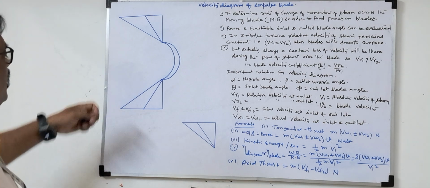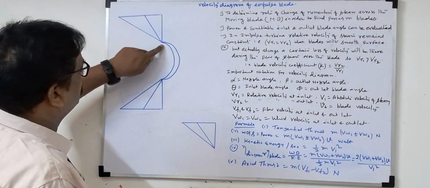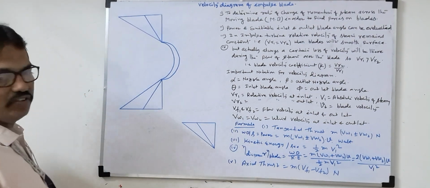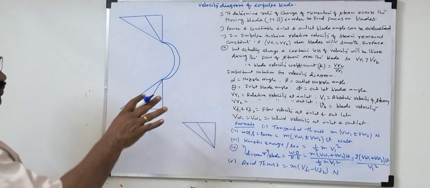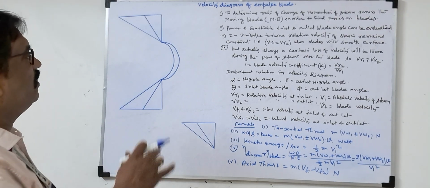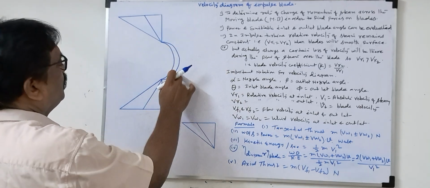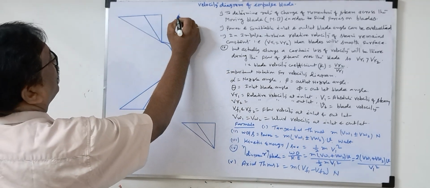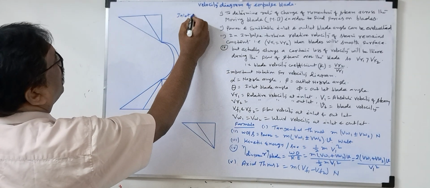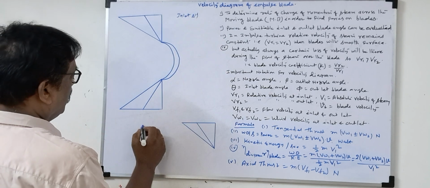Here we have already started. This is the moving blade, an impulse moving blade, because we are not talking about the reaction turbine, we are talking about the impulse turbine. So we have taken one impulse blade. This is the inlet triangle. This side is the outlet triangle.